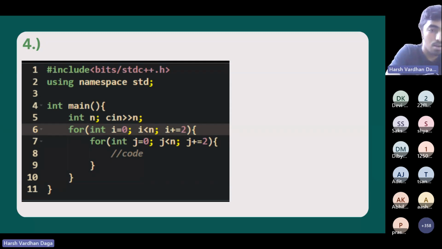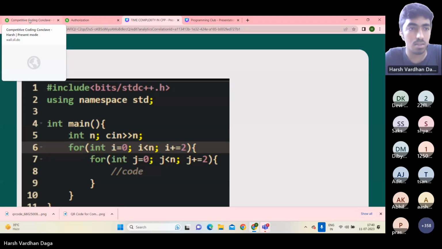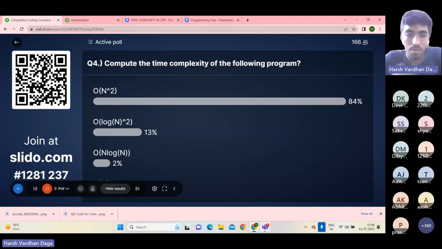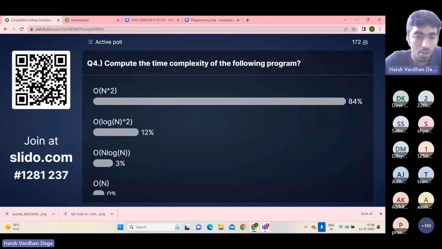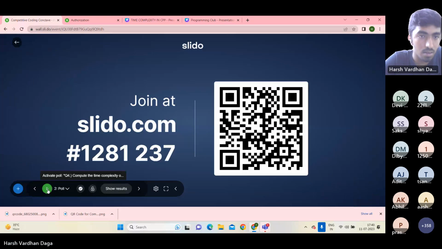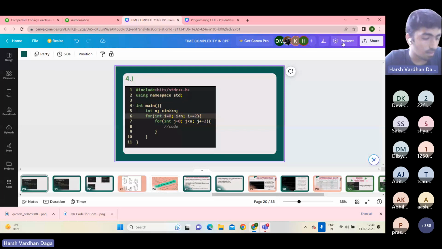Okay, so I'll end this poll and discuss two questions, and we'll then move to the third question. This one got a bit lower percentage of correct answers. Yeah, O of n square is the correct answer. I'll end the poll here. Okay, so we'll discuss these two questions first.